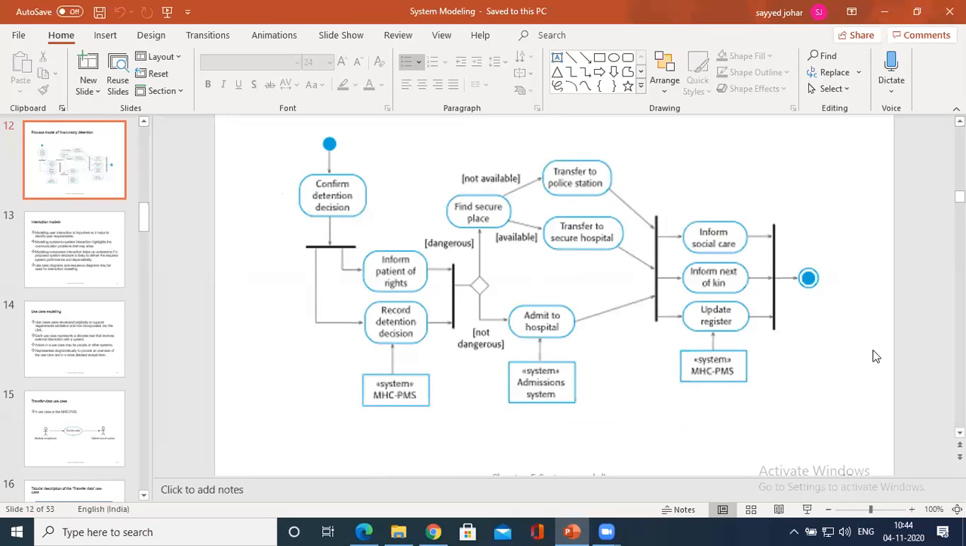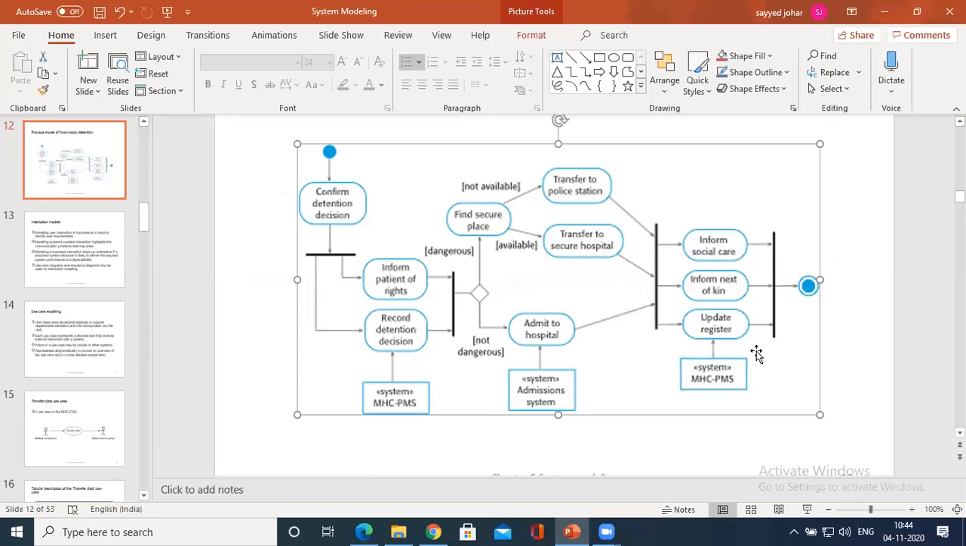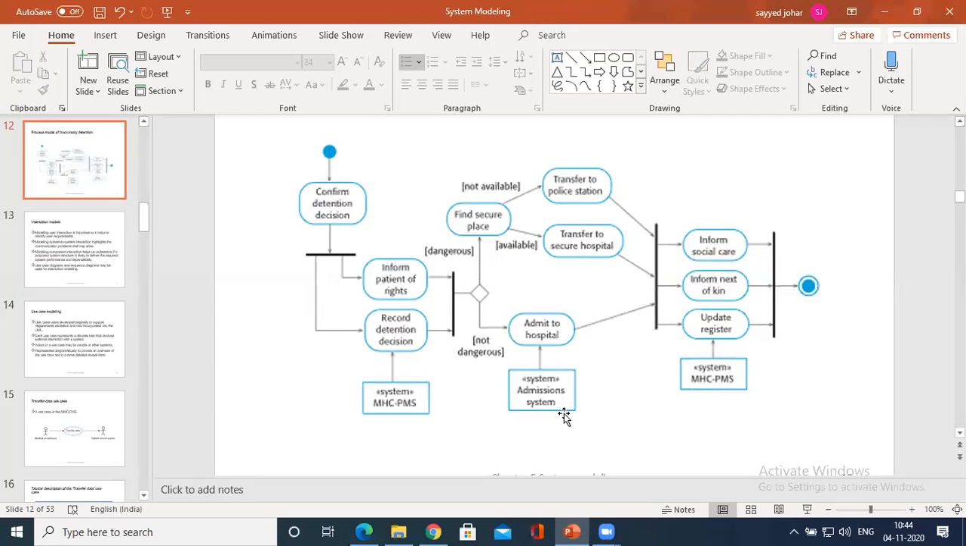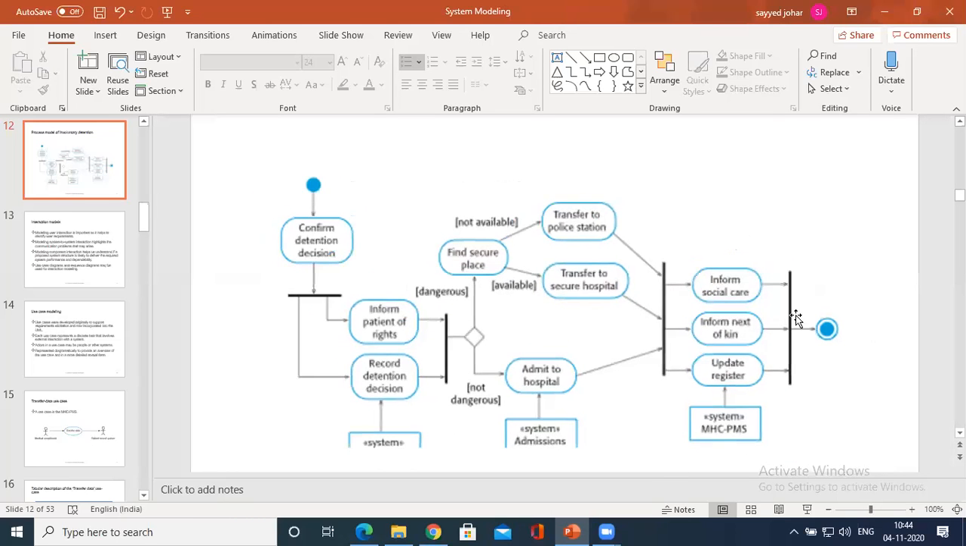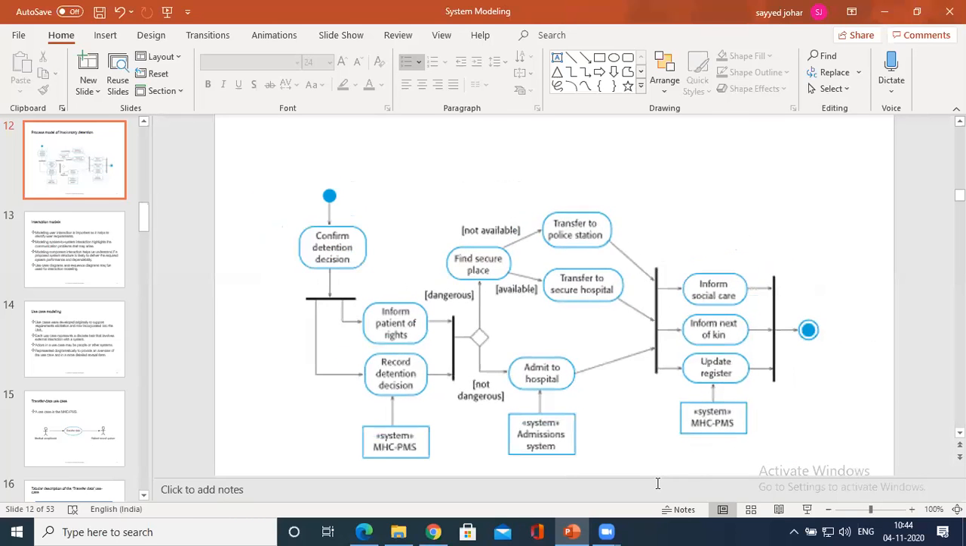This is the start and this is the end, and these are all the various decisions being made at the individual intervals: inform social care, inform next of kin, update register. From here, the various processes are transferred to this decision bar. I would say this is a decision bar. Here we have pending decisions to be made. For the time's sake, as of now you can just focus, and we'll try to cover this model before the second IA.